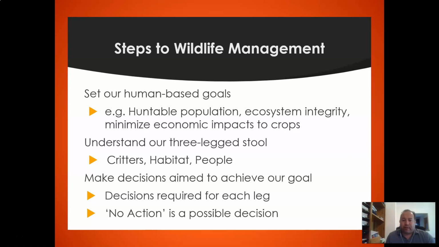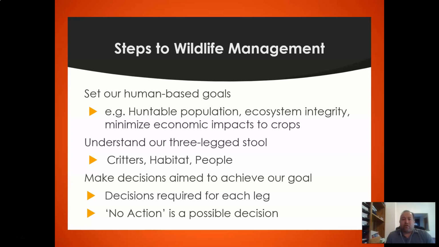steps to wildlife management. The first one is to set our human-based goals, because we said with our definition that it's the art and science of how we deal with habitat, humans, and animals to then meet our human goals. So we have to set some sort of human-based goals, whether that's our huntable population, or we really want ecosystem integrity and sustainability, or we want to be able to have crop production but not have economic problems with our crop production, whatever our human-based goals are.